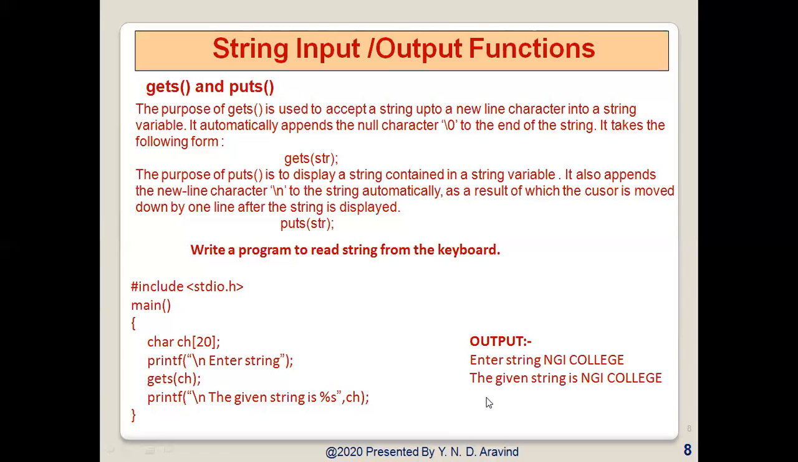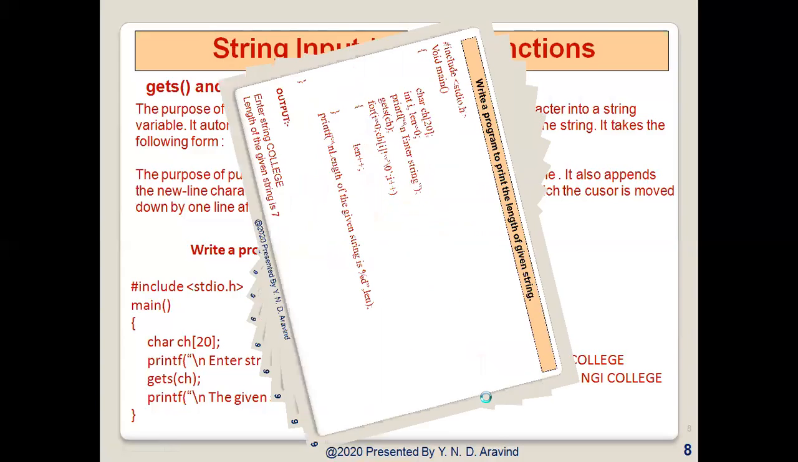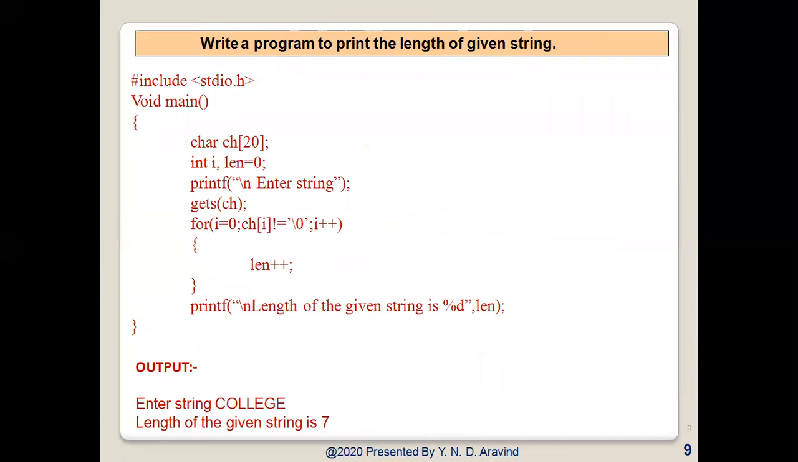That we should note. So these are the three different ways where we can give input output. Now let us see some example programs. I have given 8 to 9 examples for using these strings concept.